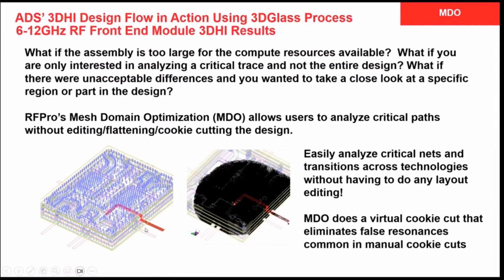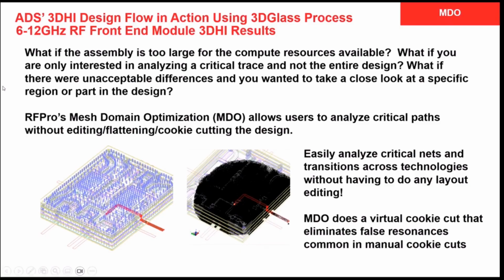So as you can see, I wanted to just look at one trace. This was just the input trace into this module. And I turned on mesh domain optimization, and you can see that it did this kind of virtual cookie cut around this net. And this highlights two things. First, you can use the production layout. It doesn't matter if there's active devices, if there's component models and things like that. This works with that kind of setup as well. It works with hierarchy. It works with different technologies.